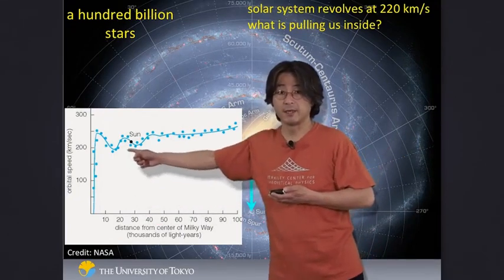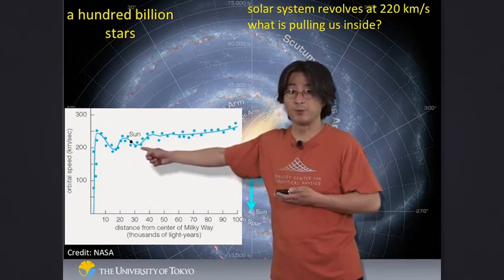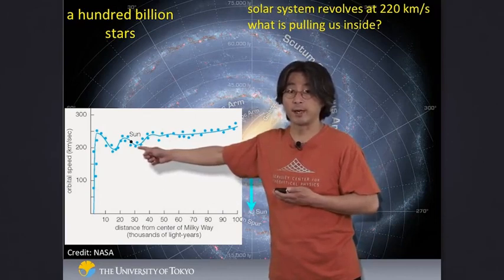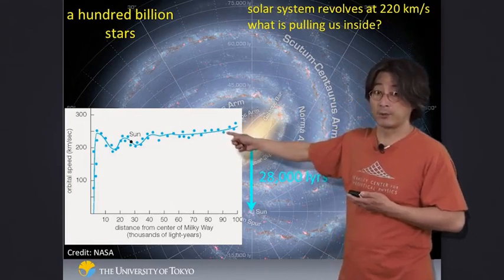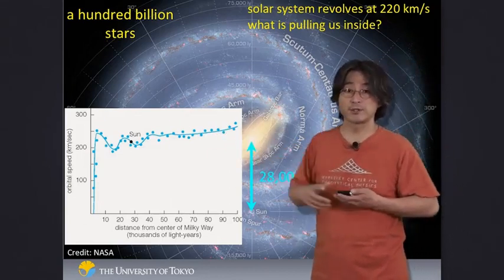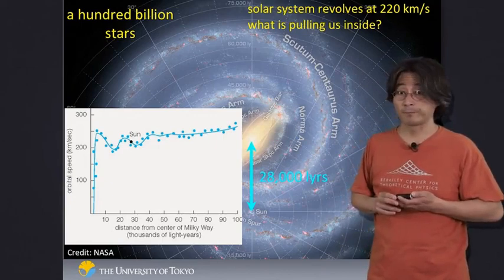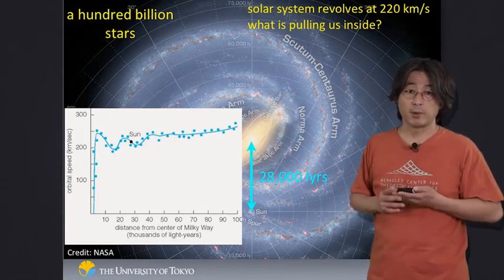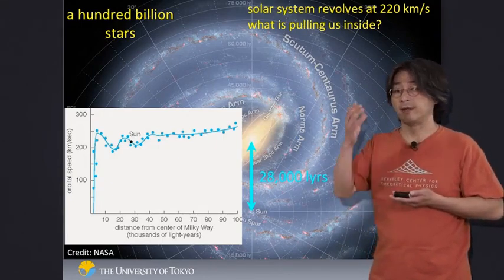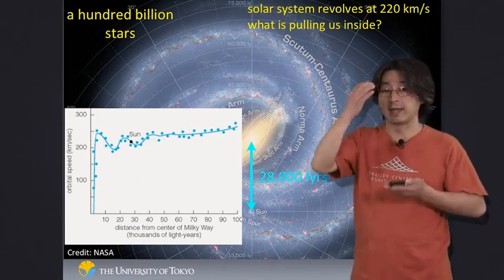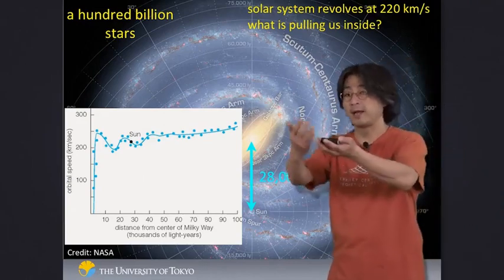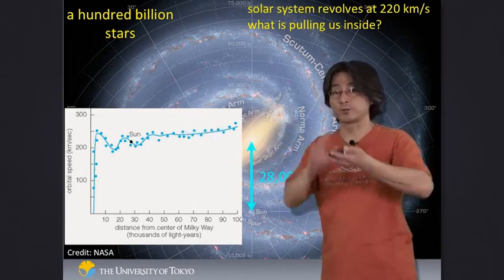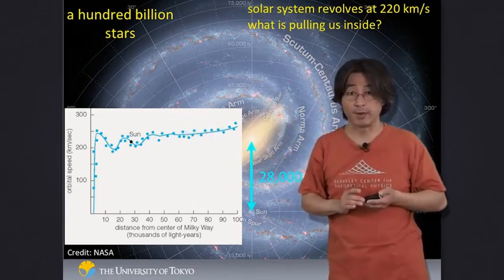So if you try to measure this as a function of distance from the center of the galaxy, this is our solar system. We're moving at a speed of about 220 kilometers per second. But even if you go farther and farther away, to the outskirts of our Milky Way galaxy, the rotation speed doesn't seem to go down at all. And that's strange, right? What we learned from Newton is that if the source of gravity is centralized in some way, then as you go farther and farther away from the source of gravity, we should be slowing down.